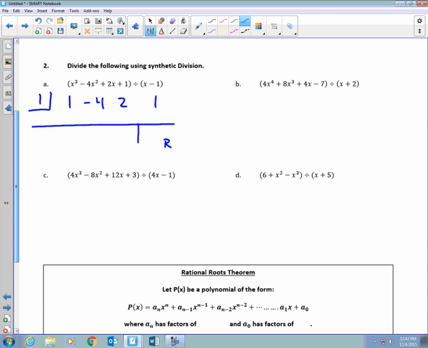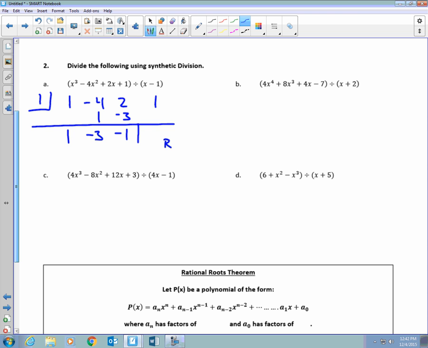First rule is we drop down the first number. The first number is 1, so I put that down in its place, and then I multiply and add. So 1 times 1 is 1, -4 plus 1. Then 1 times -3, and 2 plus -3.